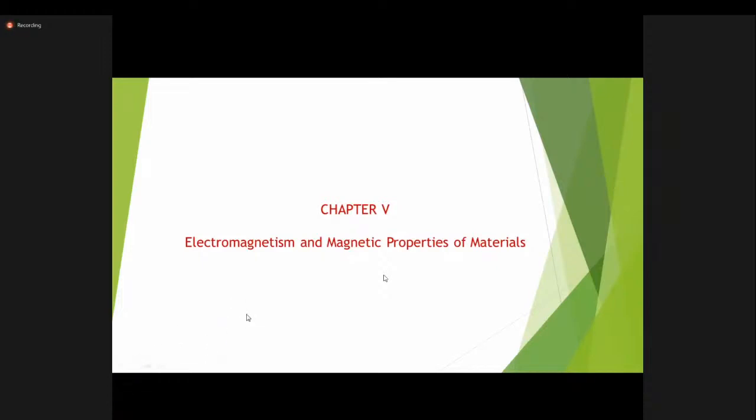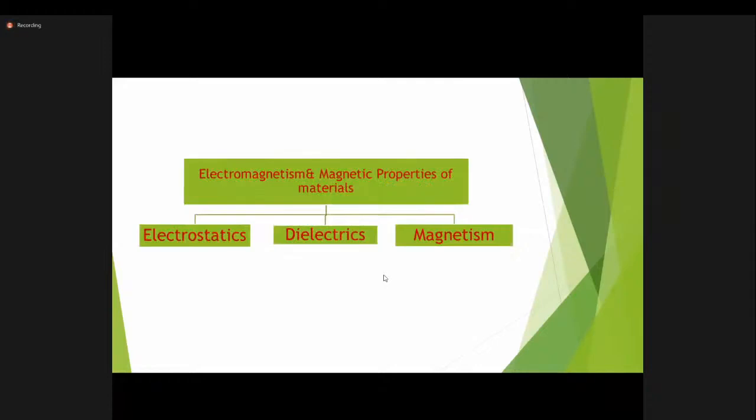Yes, sir. So good morning, students. Today we'll start with the 5th chapter, Electromagnetism and Magnetic Properties of Material. It's a very simple chapter topic. The entire chapter is divided into 3 parts. The first part goes with electrostatics, the second part goes with basics of dielectrics, and the third goes with basics of magnetism.